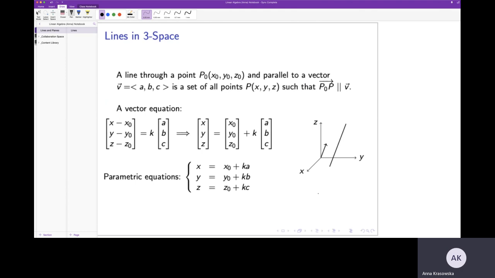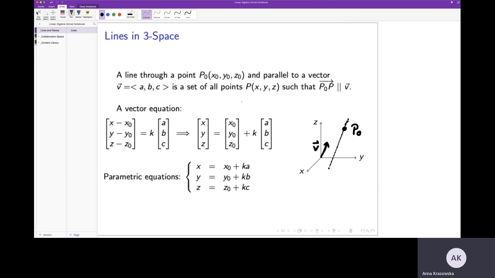Okay, so let's do that again. So a line, remember the line is a collection of infinitely many points, but it's well specified if we give one point of this, P naught, and a vector parallel to it, V. Once we have those two, the line is well defined. What is the equation of the line?